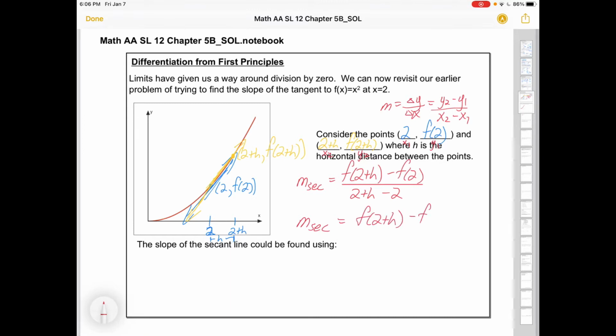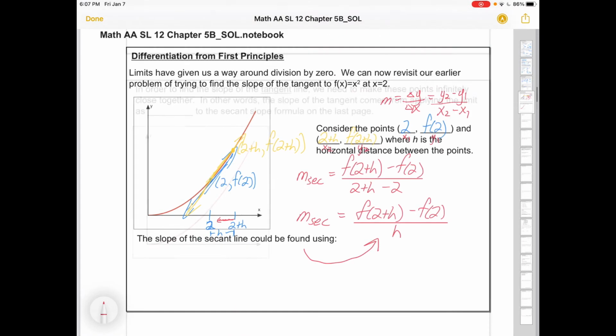And depending on how big that horizontal distance is, we'll get a secant that's either real close to 2 or that's farther away. So the slope of the secant line could be found using this. That seems pretty abstract. But what if we started to move that 2 plus h closer and closer together? Let's think about how big we'd really like h to be. We can't make h 0 because then we'd have division by 0, but we could think about making h infinitesimally small.